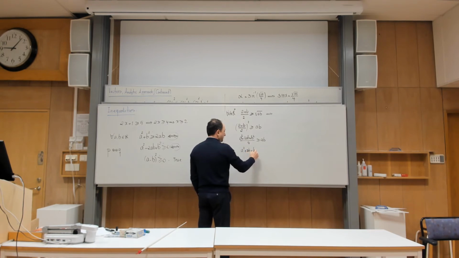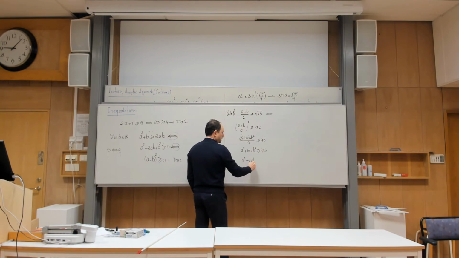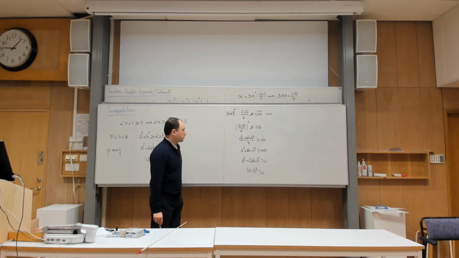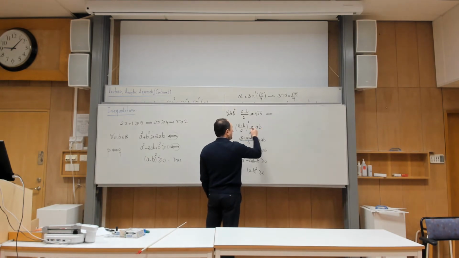Yes? And then I move it to the left. 2ab minus 4ab minus 2ab, and then plus b squared is greater than or equal to 0, and this means (a minus b) squared is greater than or equal to 0. Yes, and it's a good point to stop here, but you see, I started from here, I concluded this one.